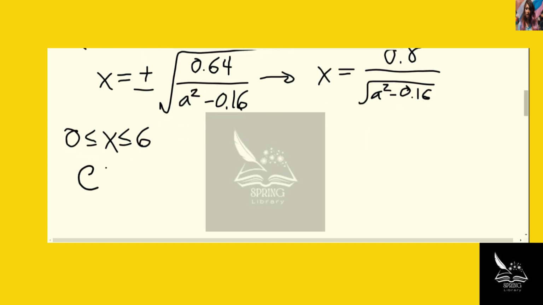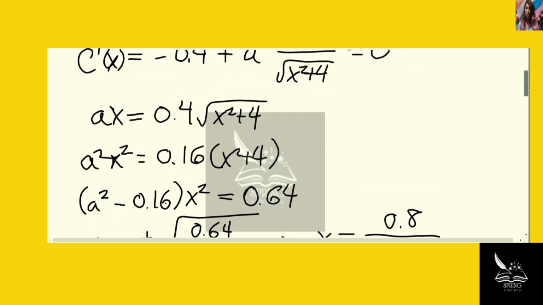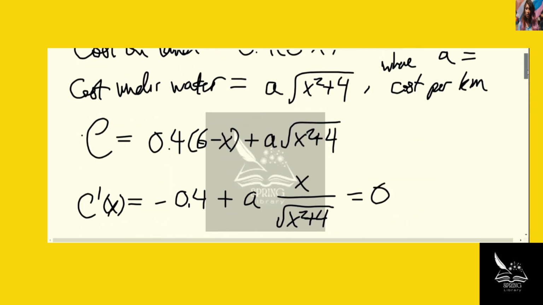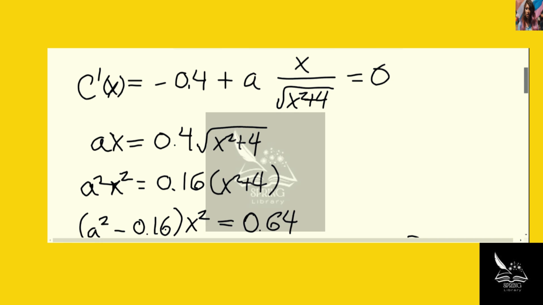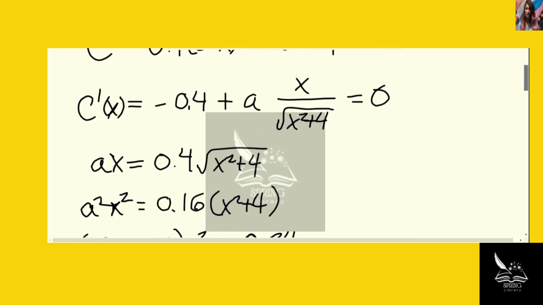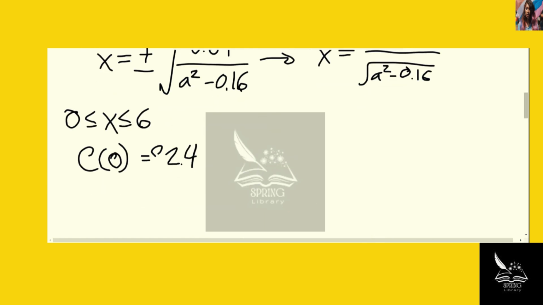So the cost of 0, if x equals 0, well, this is 0.4 times 6, which is 2.4 plus 0, so just 2.4, and this is in millions of dollars.